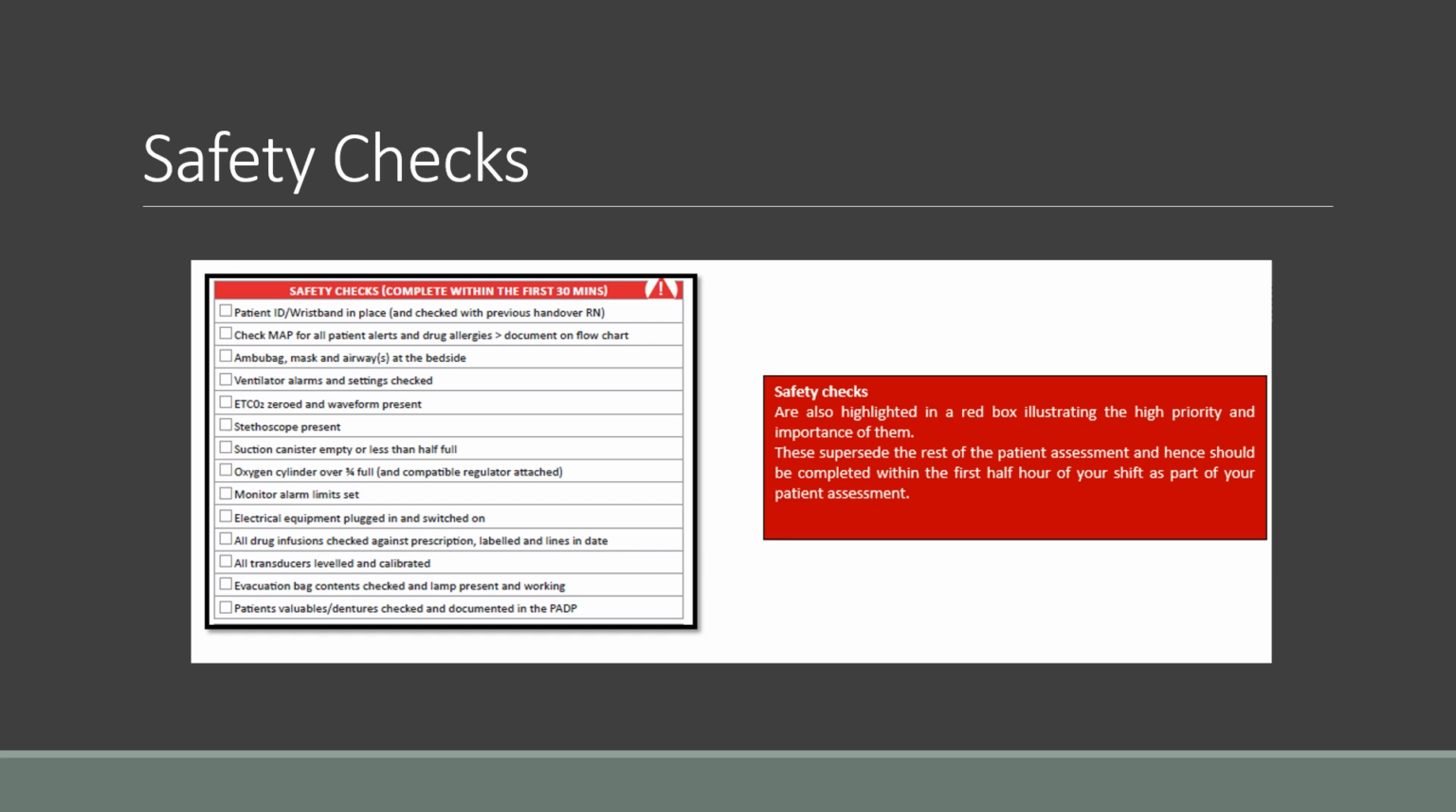So these safety checks are in red. These are the highest of priorities. Please do each of these in every single patient that you have. They supersede the rest of the patient assessment and should be done within the first half an hour of your shift.